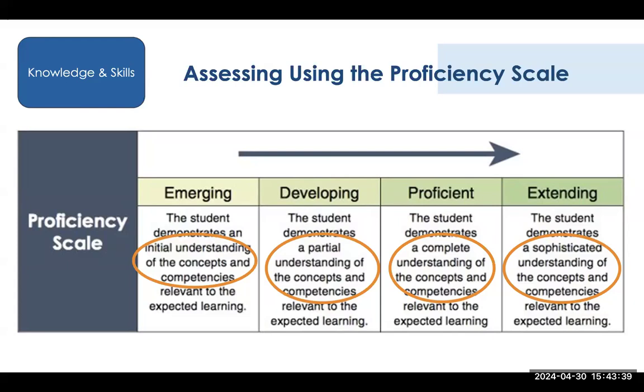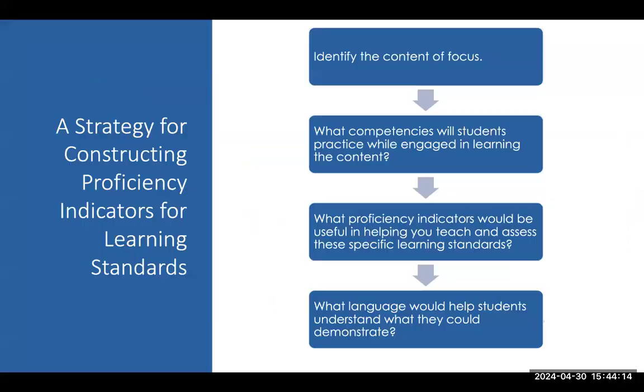When we look at the language that's highlighted on the screen, at an emerging level, students are showing an initial understanding of concepts and competencies, and at a developing level, a partial understanding of concepts and competencies. At a proficient level, a complete understanding of concepts and competencies, and at an extending level, a sophisticated understanding of the concepts and competencies. But what we're working towards, and our goal, is proficiency, where we're seeing students work independently and showing consistent understanding and use of strategies and processes.